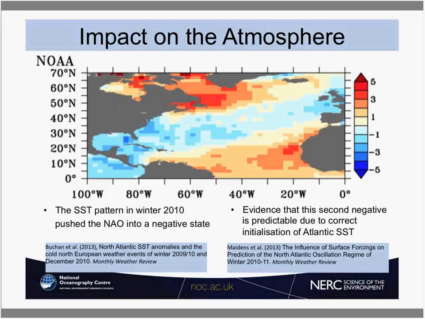The sea surface temperature anomaly pattern in the winter of 2010-11. Ian Buchan, who's a PhD student here, was able to show that this surface temperature pattern was strong enough to push the atmospheric circulation into a second negative NAO pattern. So this ocean-driven phenomenon of the re-emerging sea surface temperatures was strong enough to push the atmosphere into the second negative NAO. Not only that, but there's evidence that the correct initialization of these sea surface temperature anomalies led to successful prediction of the NAO. That's a paper by Anna Maidens at the UK Met Office.